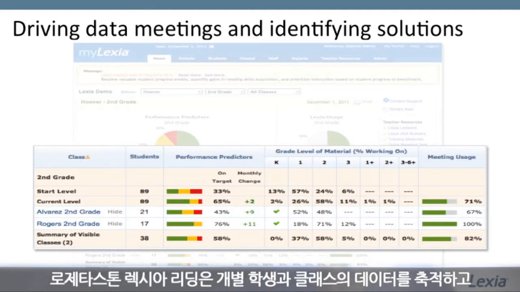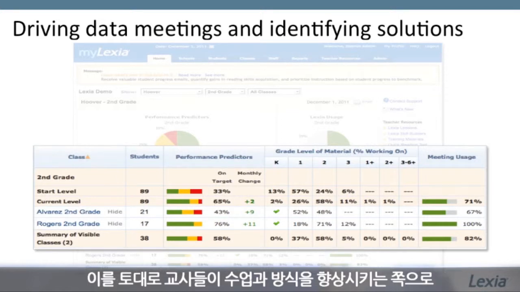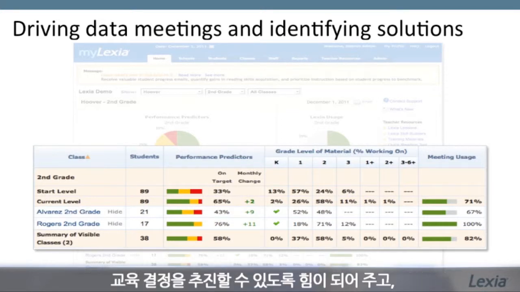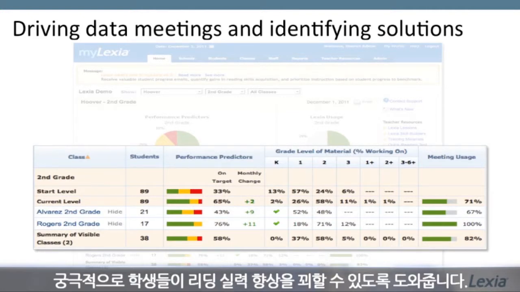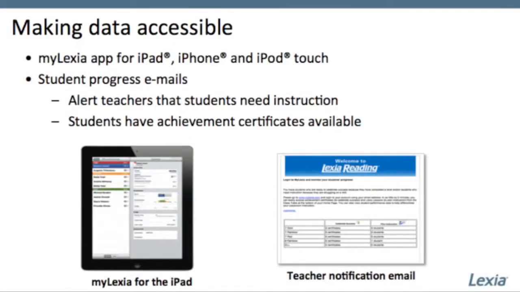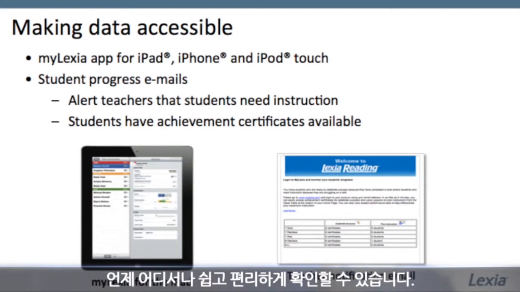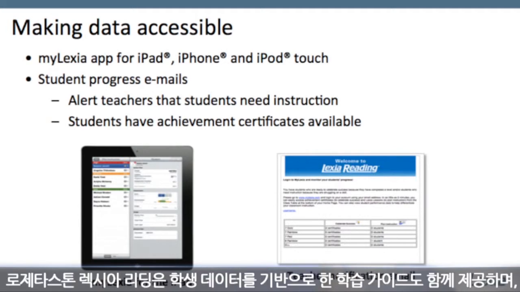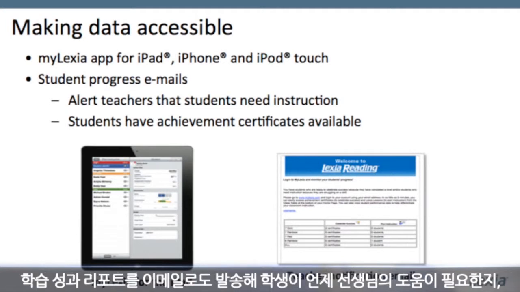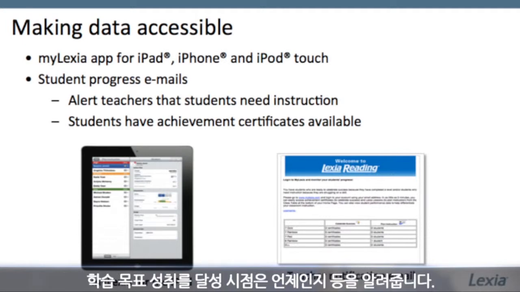Lexia Reading puts data in the hands of educators to drive instructional decisions, improve teaching and learning, and help all students reach proficiency levels. Lexia makes data accessible. As a leader in mobile technology, Lexia provides real-time access to data, anytime, anywhere. The My Lexia app for iPad, iPhone, and iPod Touch brings student data to the point of instruction. Lexia Reading also provides student progress emails, alerting teachers when students need instruction or when achievement certificates are available.